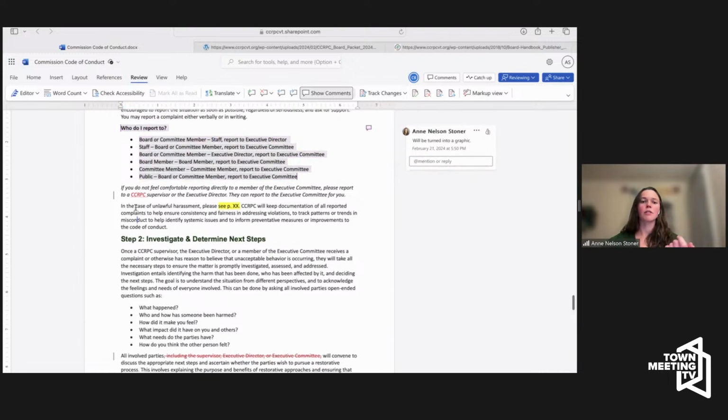And it's important here too to keep options open for people. Somebody might not be comfortable in the staff version, for example, it's here too. If you don't feel comfortable reporting directly to a member of the executive committee, please report to a CCRPC supervisor or the executive director, and they can do so for you. So opening up options for people in case they don't feel comfortable reporting to certain folks.